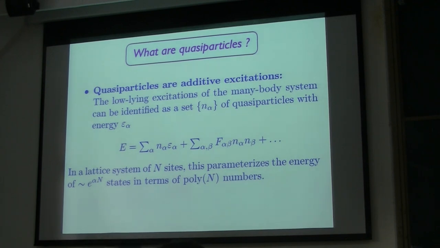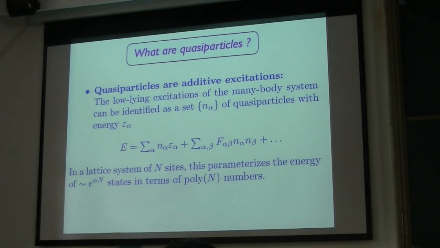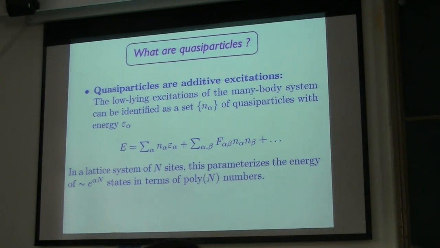So if I have a system of N particles, capital N over here, then how many states have I got? Well, in any many-body system, the number of states is exponentially large. It's e to the N. It's really big, you know, e to the 10 to the 23. That's many states you're talking about. Even in an energy window of order 1 over N, it's still a huge amount of states. And I want to write down those states in some simple way.